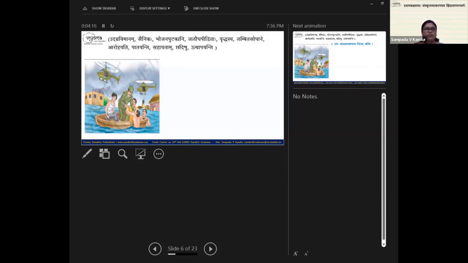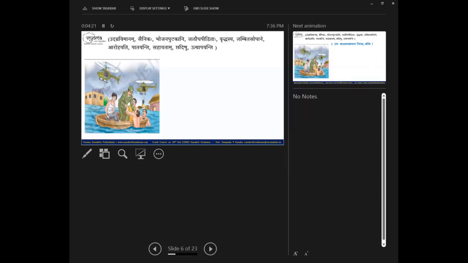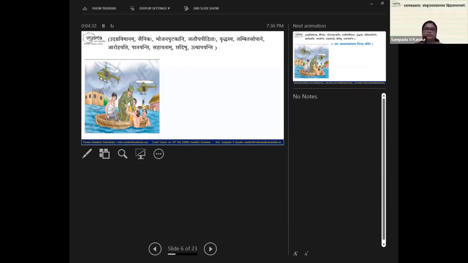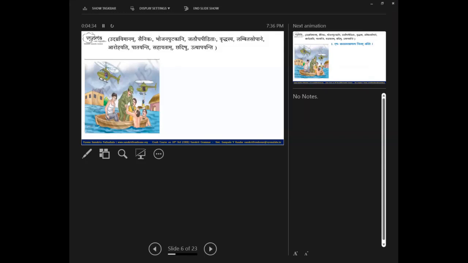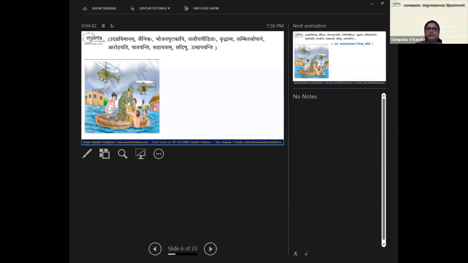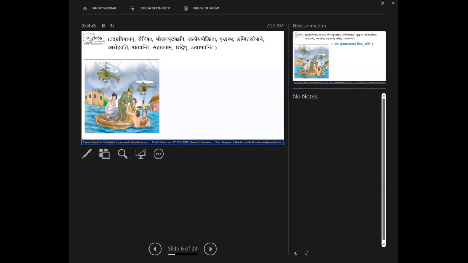Raise your hands. Who wants to tell about the picture? There is flood in the village and the lifeguards are saving them with the help of two helicopters and a boat. They are successful in saving some of them, and two of them are now in water and they are saving them. Yes. Then what else? Yeah, this is a very inspiring picture.